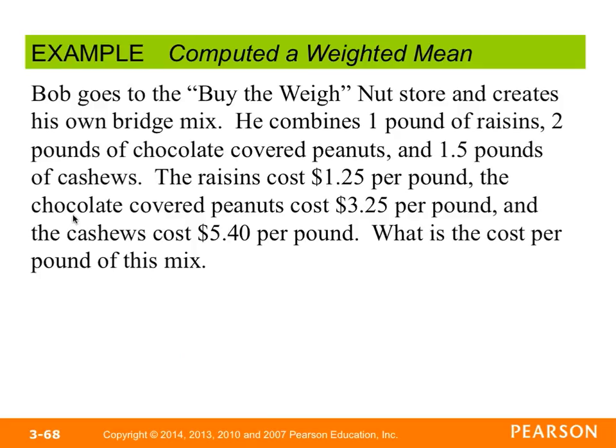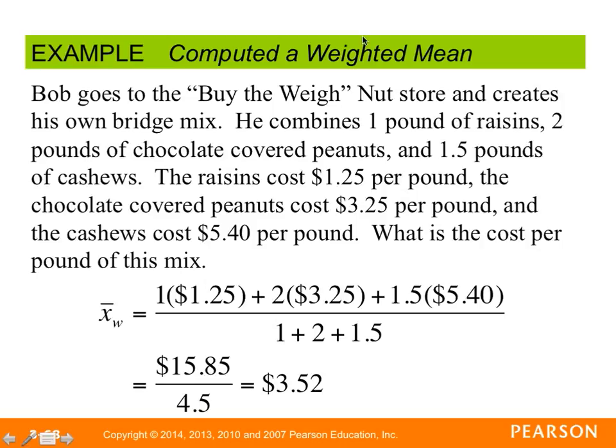So let's say Bob goes to By the Way nut store and creates his own bridge mix. He combines 1 pound of raisins, 2 pounds of chocolate-covered peanuts, and 1.5 pounds of cashews. The raisins cost $1.25 per pound. Chocolate-covered peanuts cost $3.25 per pound. And the cashews cost $5.40 per pound. What is the cost per pound of this mix?